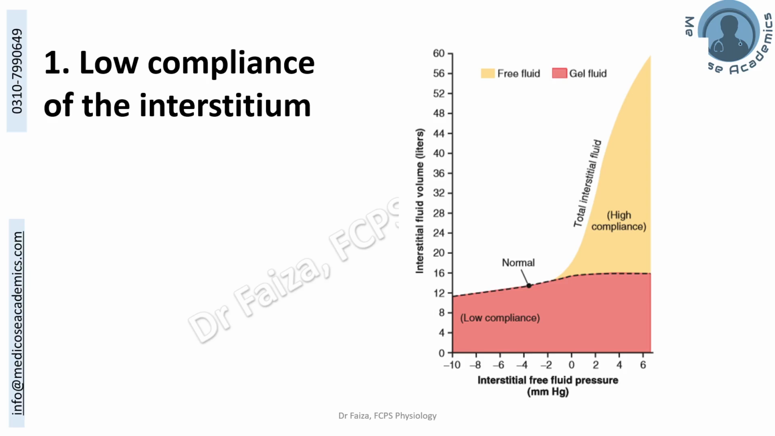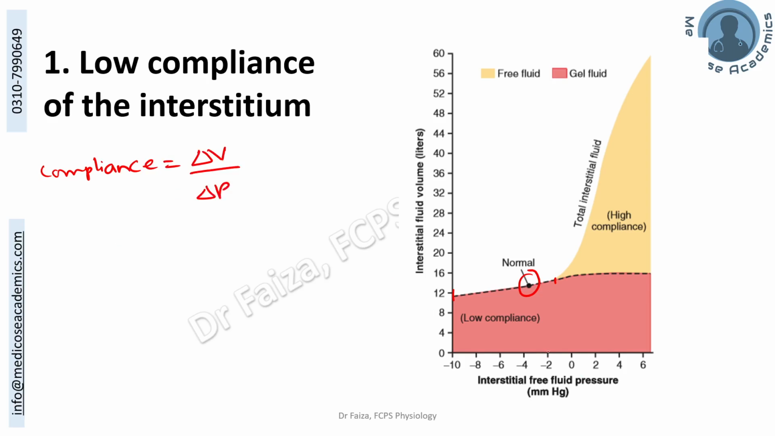As you see in this image, on the x-axis is the interstitial fluid pressure and on the y-axis is interstitial fluid volume. Mostly the body is functioning at this range, that is negative interstitial fluid hydrostatic pressure. We discussed this previously. When the interstitial fluid pressure is negative, from here to here, you can see the compliance is very low. Now what is compliance? Compliance is a simple physics phenomenon. Change in volume per unit change in pressure, we call it compliance.